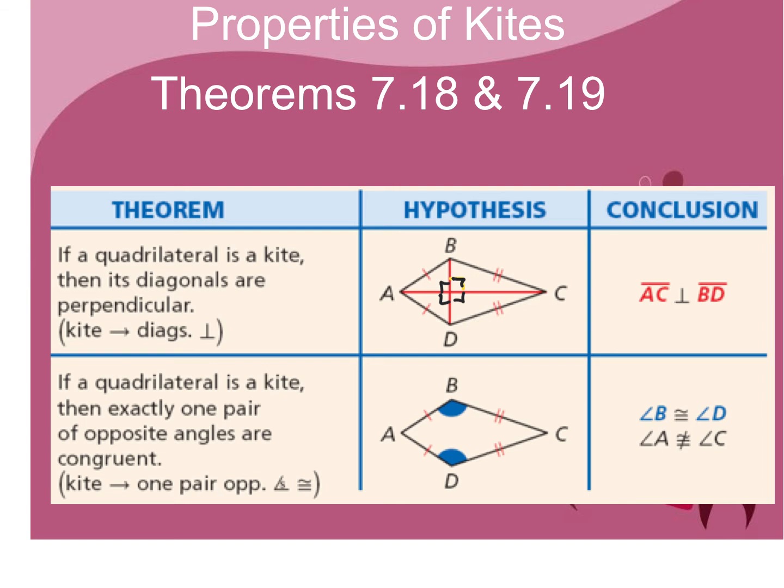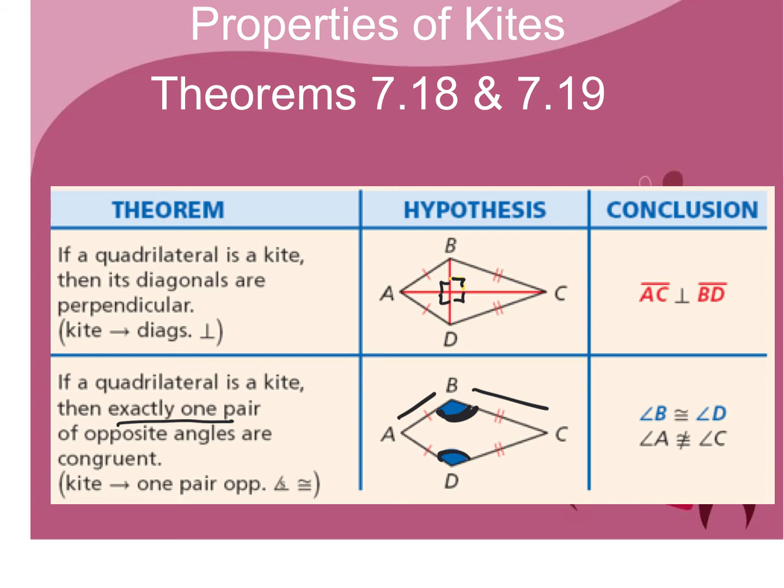The second property states that if a quadrilateral is a kite, then exactly 1 pair of opposite angles are congruent. And the angles that will be congruent are the angles formed by the 2 non-congruent sides. See how AB and BC are not congruent sides, and the angle opposite the one in between those non-congruent sides will be the congruent angle. A and C here would not be congruent angles.